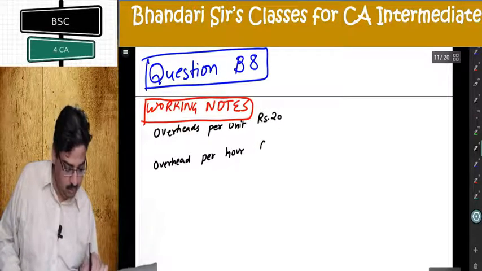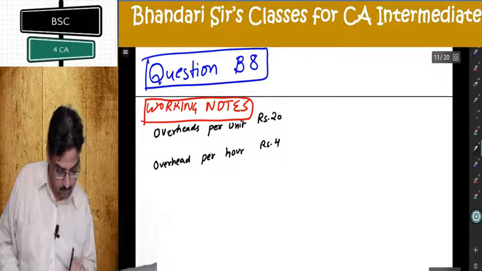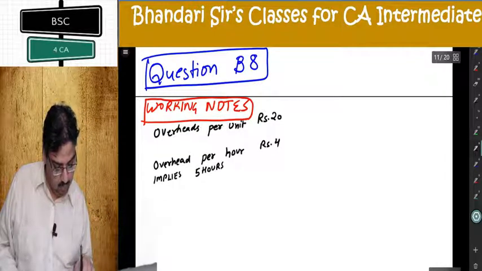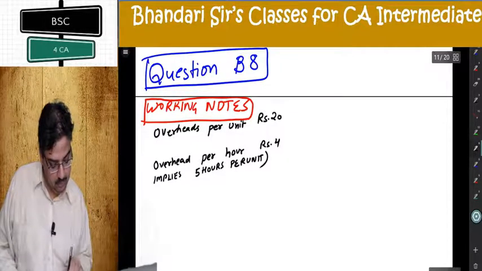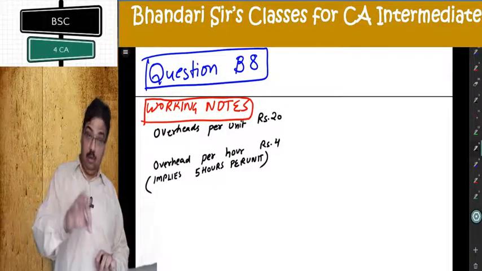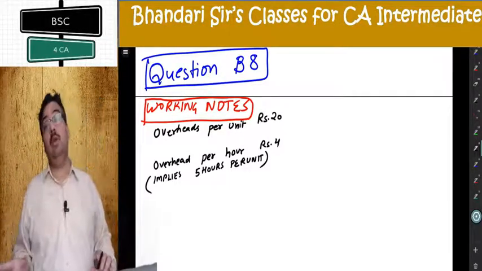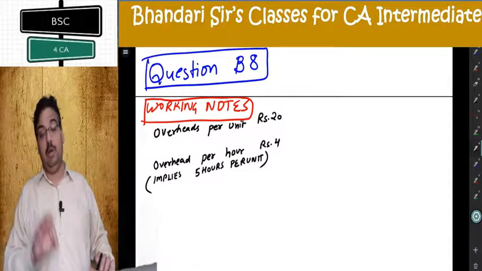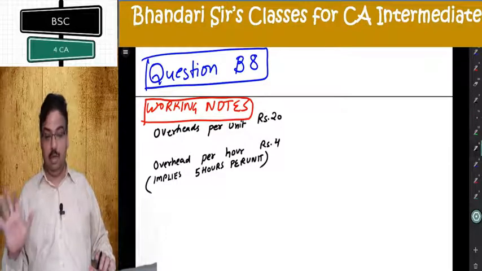Is given rupees 4, implies 5 hours per unit. If it is 20 per unit, 4 per hour means you are applying 5 hours only, then you are getting 20. 5 into 4 is 20. So 5 hours per unit is standard, that you can remember.